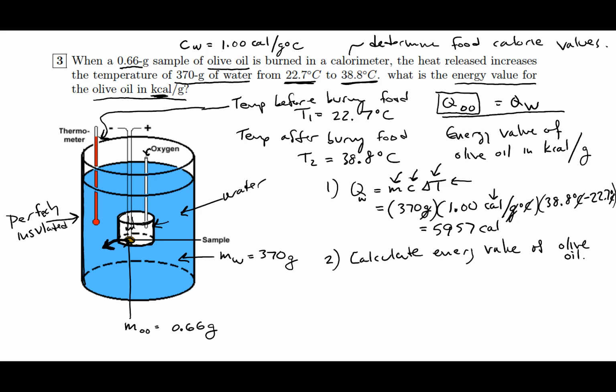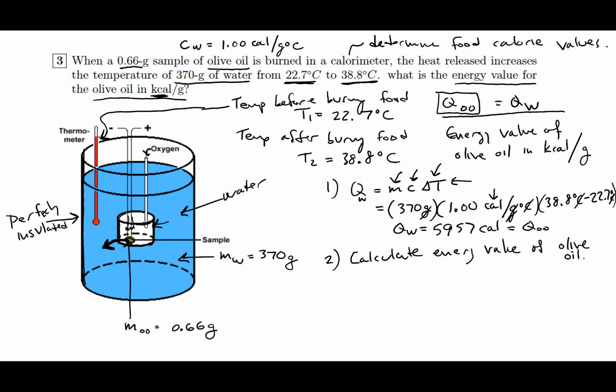But we do know the temperatures of the water, so I think you can let the information you're given in the problem guide you in how you need to solve it. Okay, so we have the Q of the water is equal to 5,957 calories, and this is equal to the heat lost from the olive oil. Now we want to calculate the energy value of the olive oil.